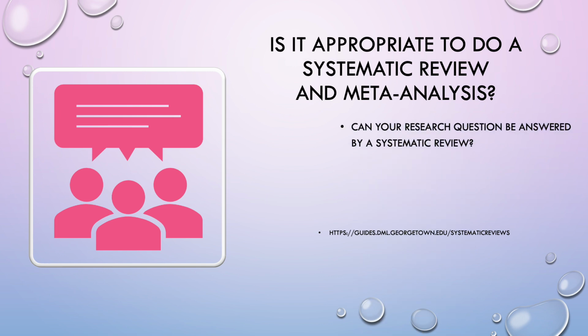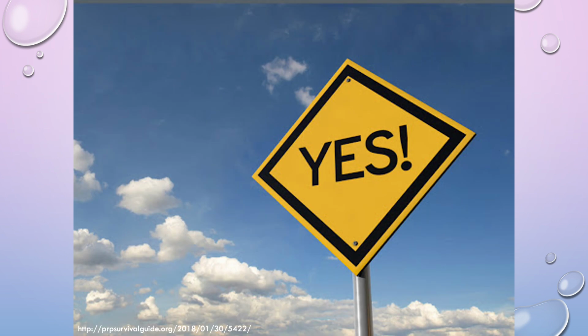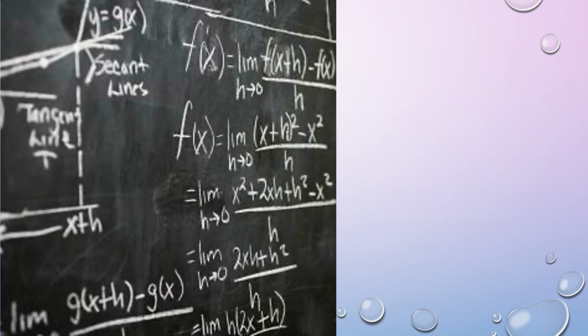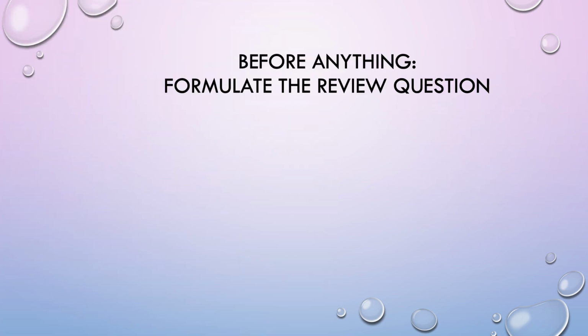Can your research question be answered by a systematic review? Do you have a protocol outlining the review plan? Do you have a team of experts that will help you? If the answer is yes, then go ahead, do your systematic review. But before anything else, formulate the review question.